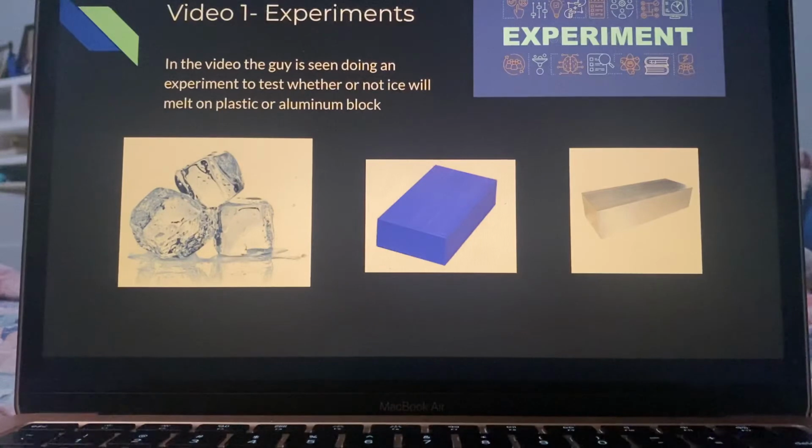But as it's seen, the ice cube melts much faster on the aluminum block, only because it is a thermal conductor, and plastic isn't a thermal conductor. So he bases his theory on thermal conductivity.